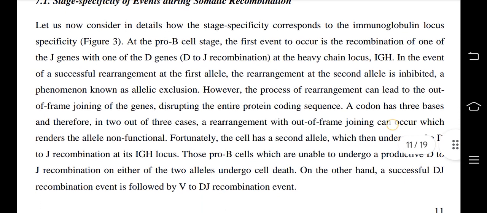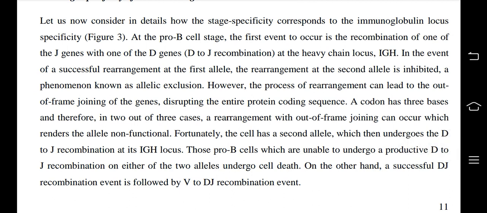In the event of a successful rearrangement at the first allele, the rearrangement at the second allele is inhibited, a phenomenon known as allelic exclusion. However, the process of rearrangement can lead to out-of-frame joining of the genes, disrupting the entire protein-encoding sequence. A codon has 3 bases, and therefore, in 2 out of 3 cases, a rearrangement with out-of-frame joining can occur, which renders the allele non-functional. Fortunately, the cell has a second allele, which then undergoes D to J recombination at its IgH locus.